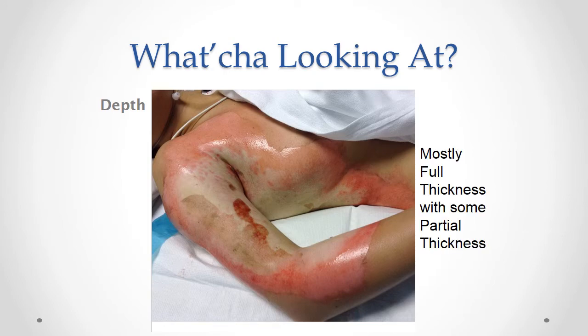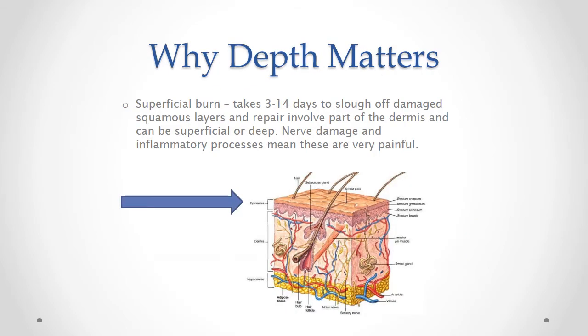The problem with this burn is it's circumferential around that arm. As she gets fluid to resuscitate her, that arm will probably swell, and you may be at risk for acute compartment syndrome. So we may actually have to cut through that to help that skin expand and keep it from causing her fingers to lose circulation and then die.